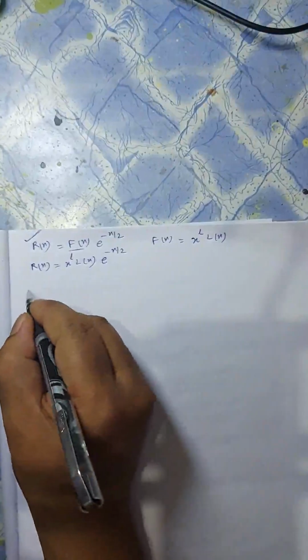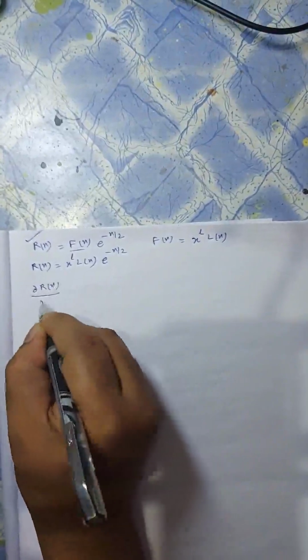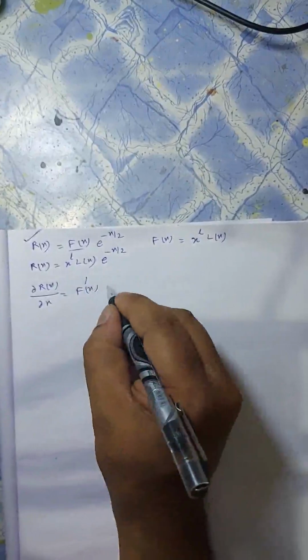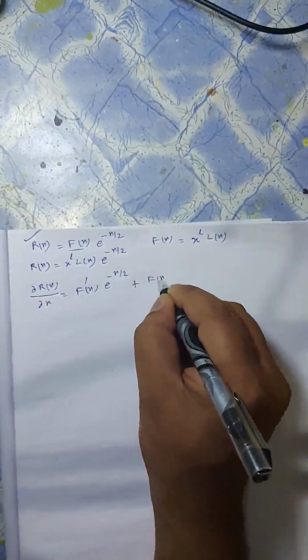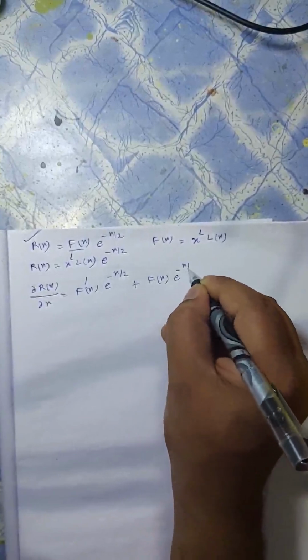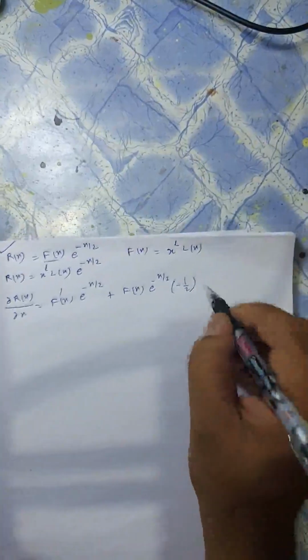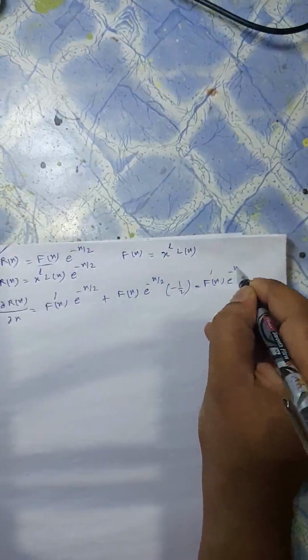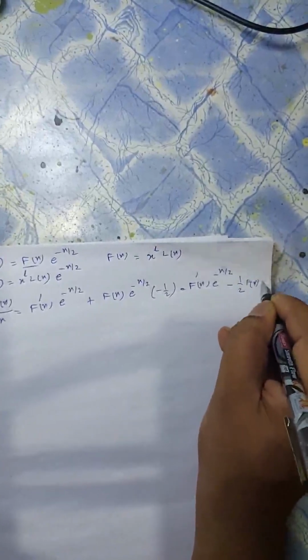Then what do we do? First we take the first derivative, del R(x) by del x. Now for f(x), first derivative of this one, and I keep this one as constant. Then for f(x), I take e to the power minus x by 2 as constant, then minus 1 by 2. This is the derivative. Okay, then what is the final equation? f dash x e to the power minus x by 2 minus half f(x) e to the power minus x by 2.